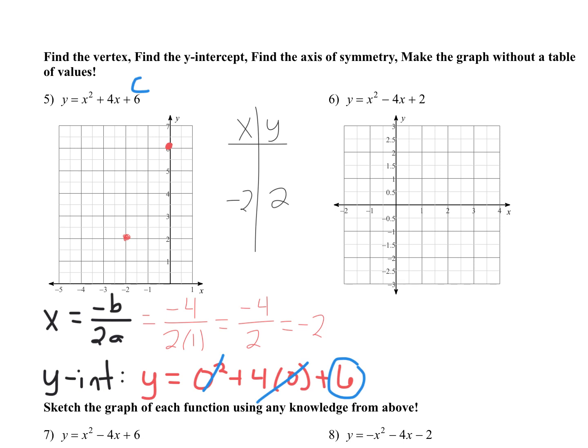Now, what do you know? How can we get that third point? Mirror it, right? So if I know 2 spaces away from -2, I'm up at 6. So where's my other point going to be? -4, 6. And then go ahead and make your parabola.